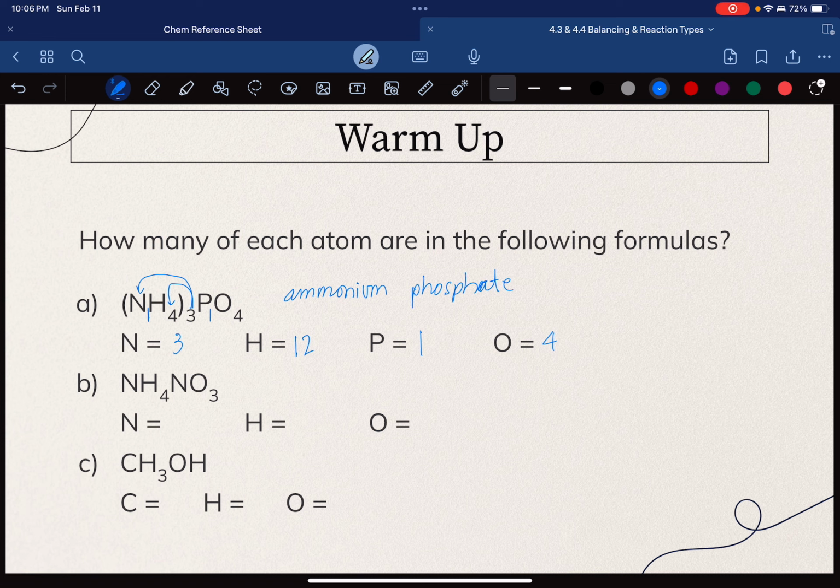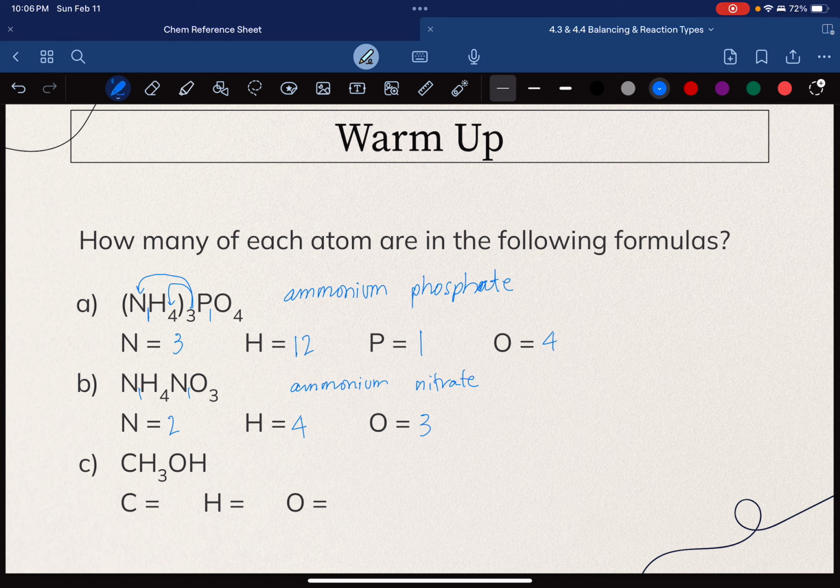The next one is NH4NO3, and there's 2 of them. They're both nitrogen, even though they're separated, so there's 2 of them. There's only 4 hydrogens and there's 3 oxygens. And this is ammonium nitrate.